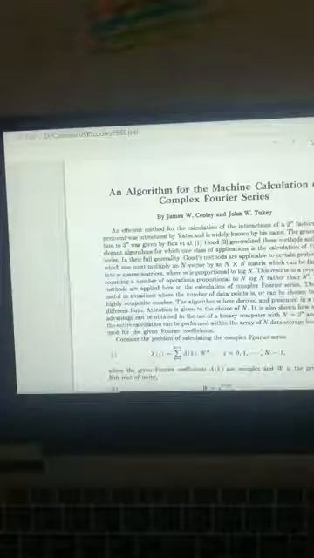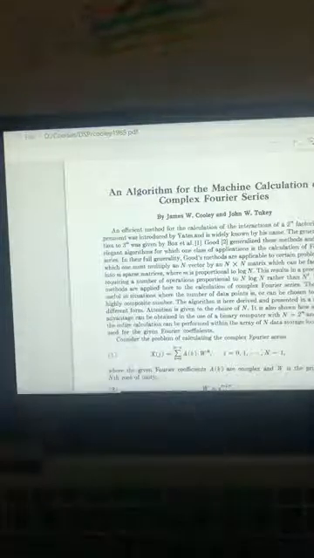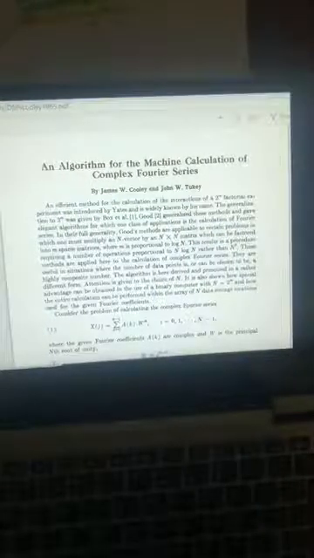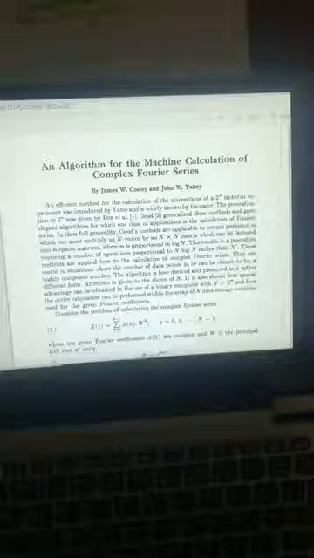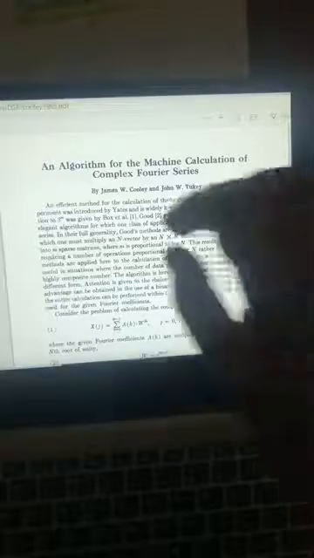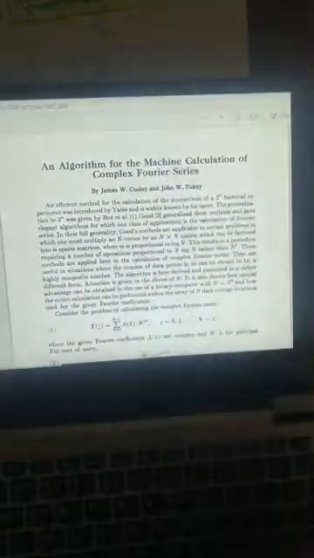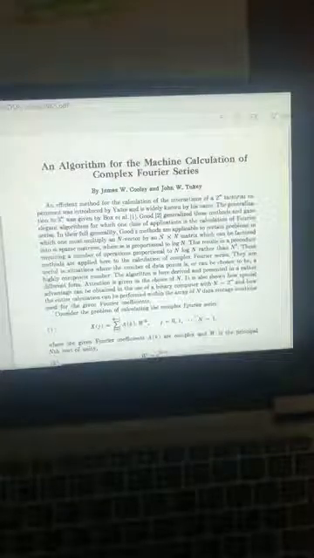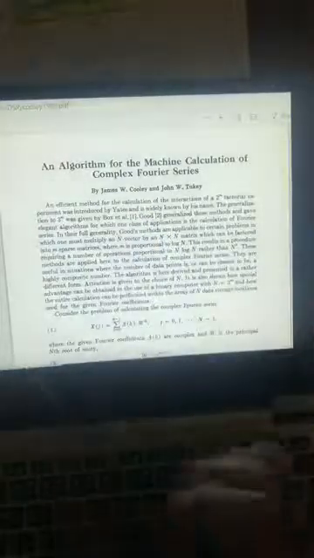This is the original paper of Mr. Fourier. An algorithm for machine calculation of complex Fourier series. So as you can see, this is Tukey and Young.